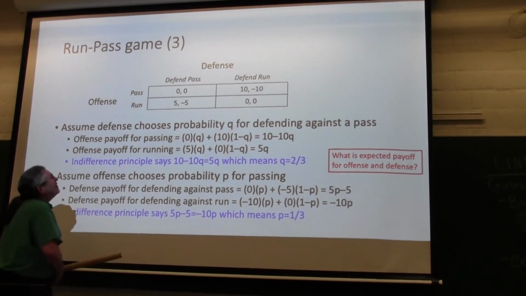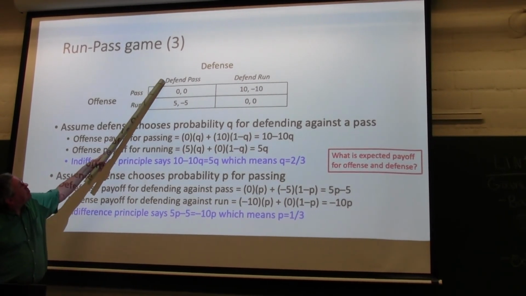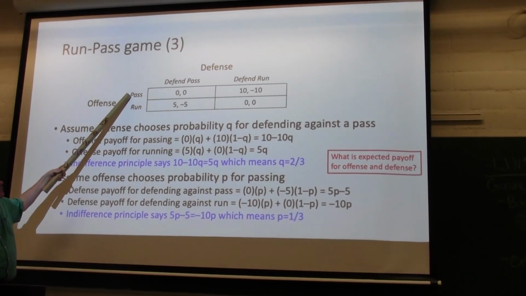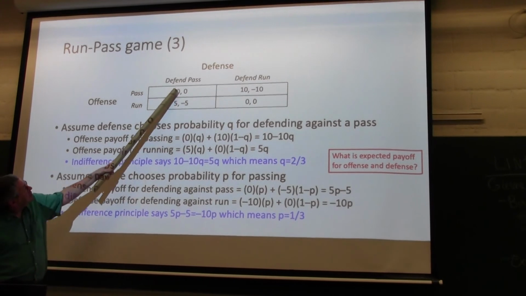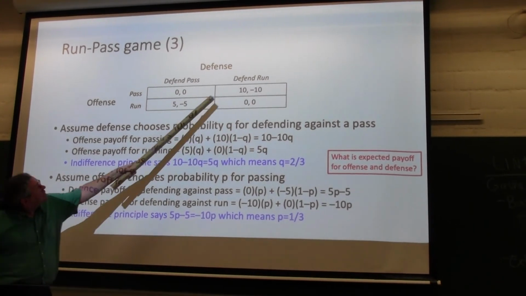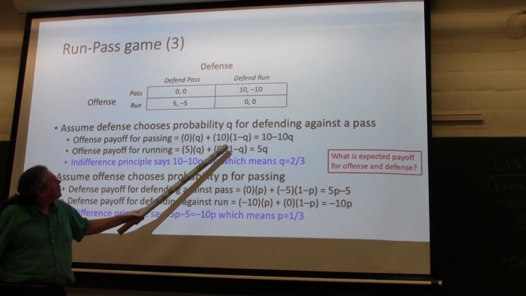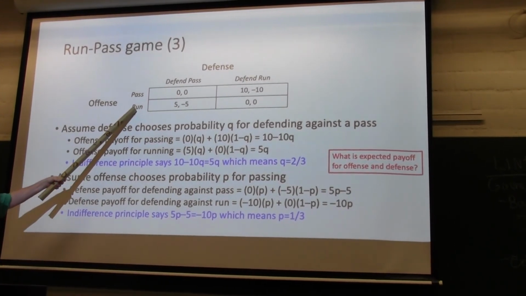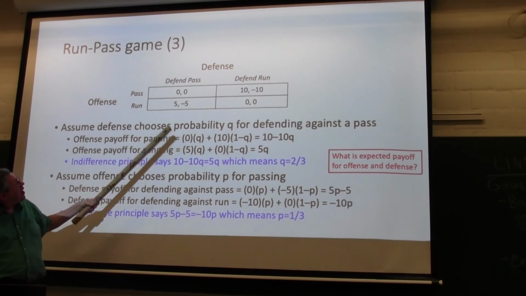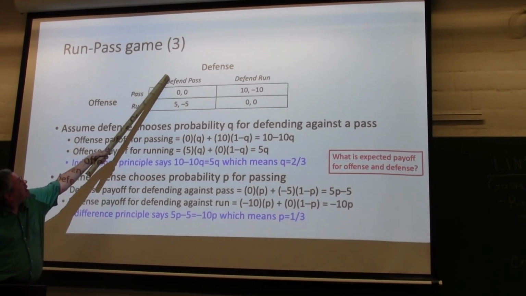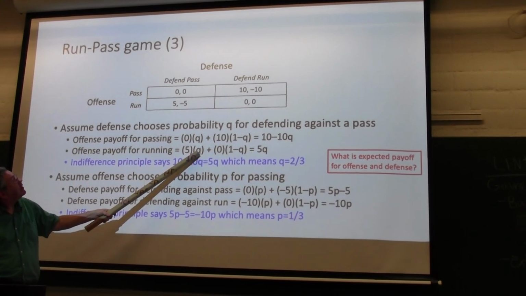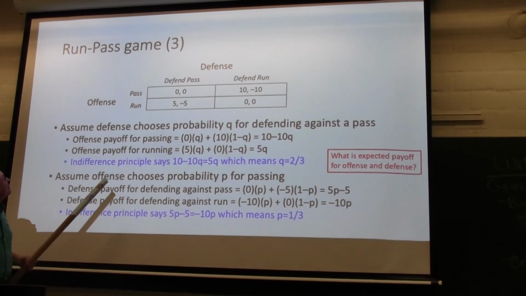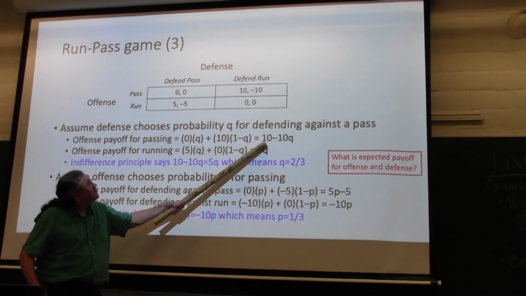Okay. So this one defends against the pass with probability Q. If the offense passes, the gain is 0 times Q plus 10 times 1 minus Q. Okay, 10 minus 10Q. If the offense runs, the gain is 5Q, because Q is the probability of defending a pass. So you gain 5, and 0 with probability 1 minus Q. These two have to be the same. These are the two payoffs.